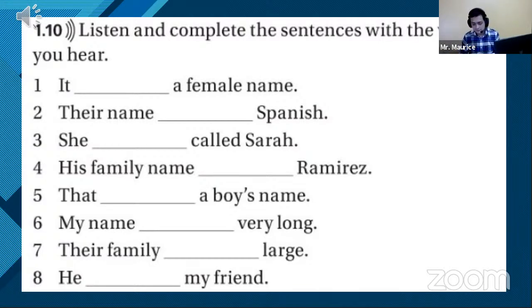1, It's not a female name. 2, Their name's Spanish. 3, She's called Sarah. 4, His family name's Ramirez. 5, That isn't a boy's name. 6, My name isn't very long. 7, Their family's not large. 8, He's my friend.